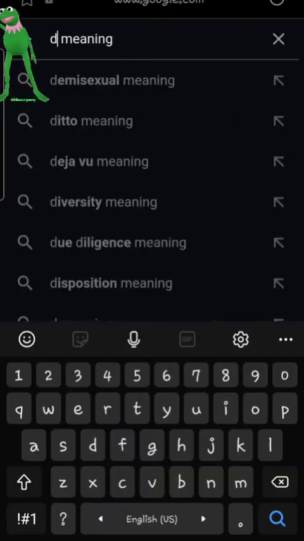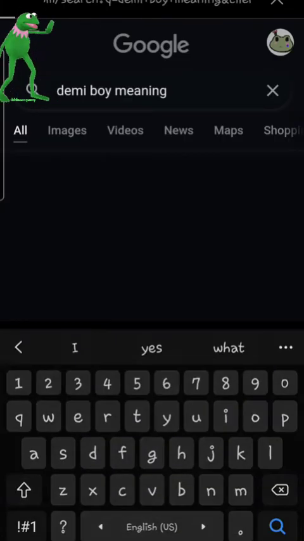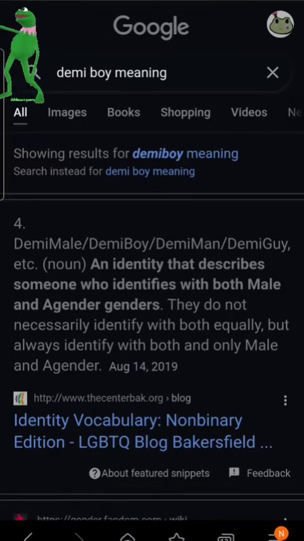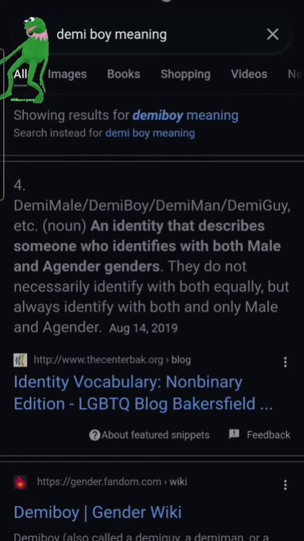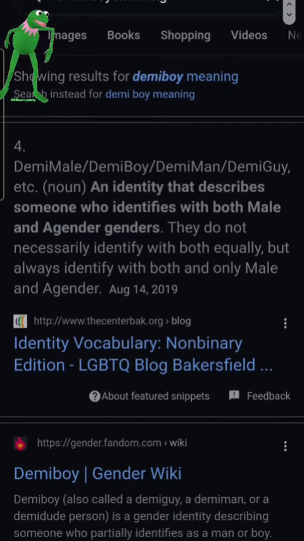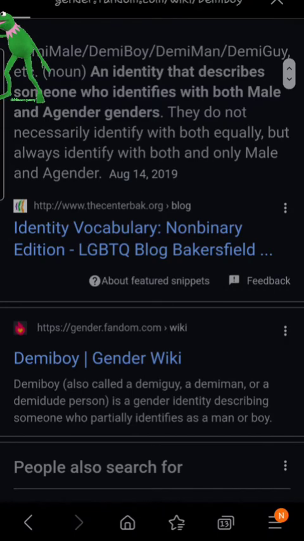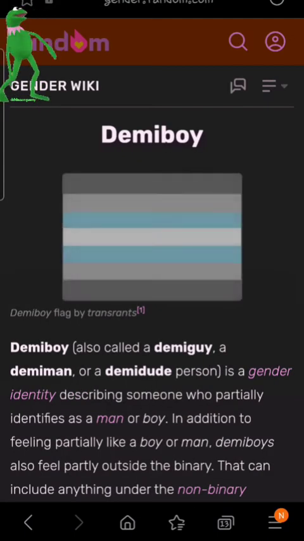Now it is time for demi boy. So demi boy. Alright. Demi male, demi boy, demi man, demi guy, etc. A noun. An identity that describes someone who identifies with both male and agender genders. They do not necessarily identify with both equally, but always identify with both and only male and agender. There's a gender wiki? Hold up, wait a minute.